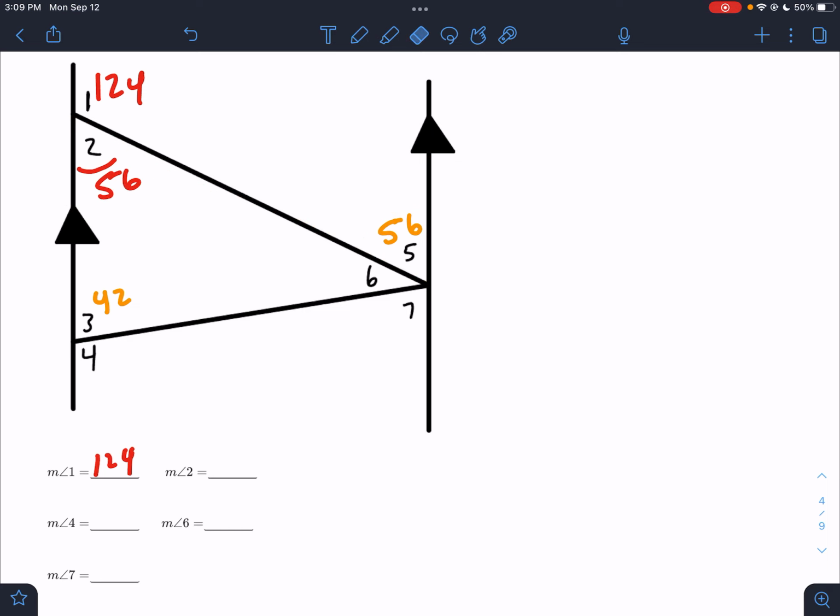And there's going to be more than one way to get these. So if you got it a different way, don't sweat it. There's lots of ways to get these answers as long as you're executing it correctly.